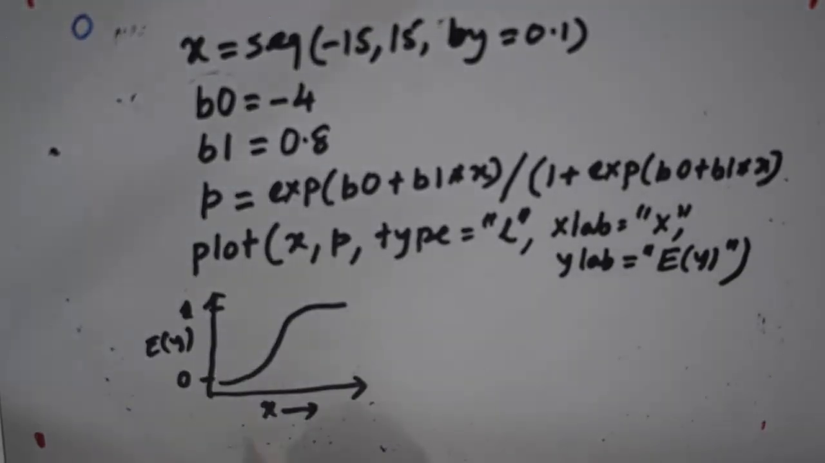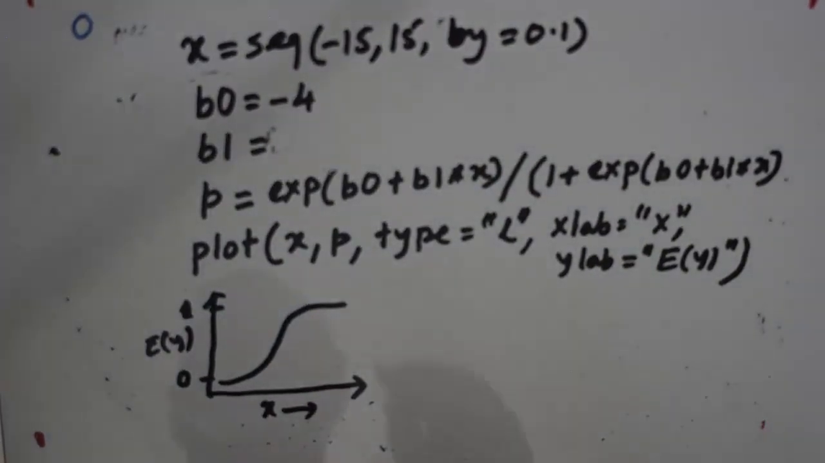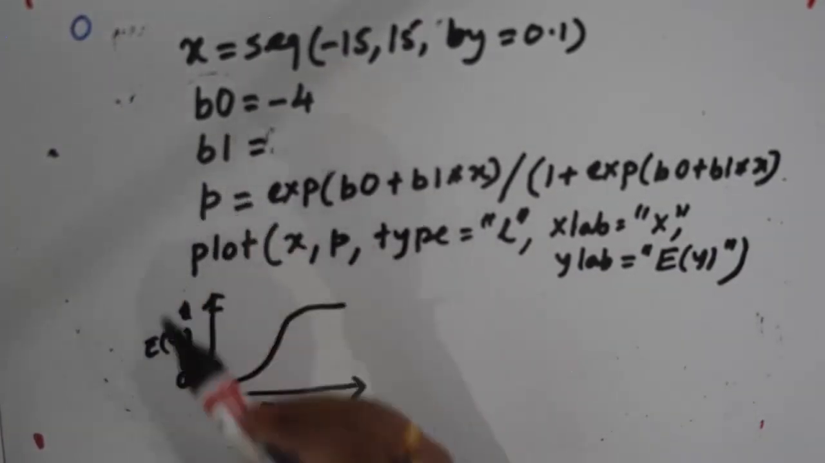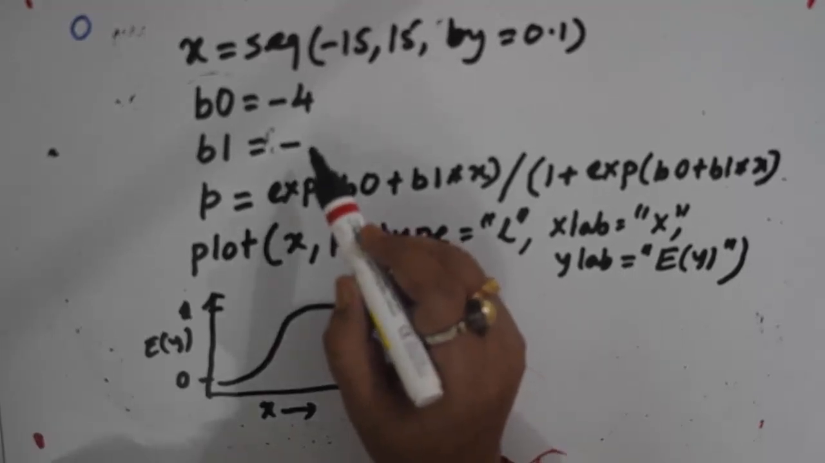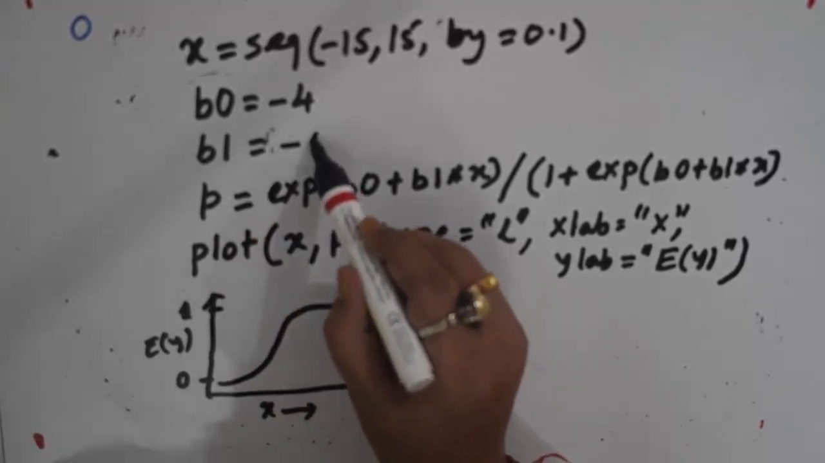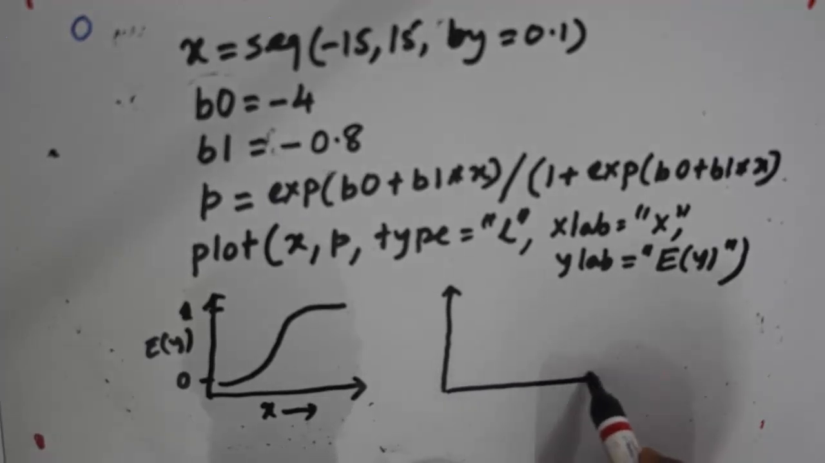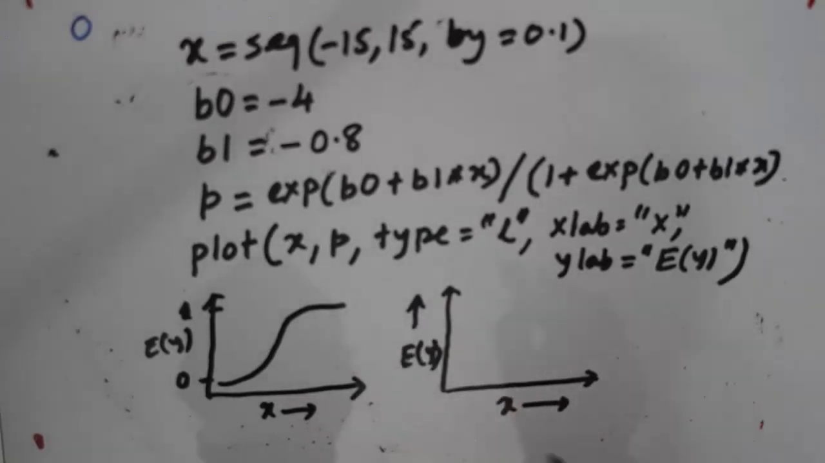And if you change this value of B1, that is beta 1, now B1 equal to minus 0.8, then you see that the curve looks like this.